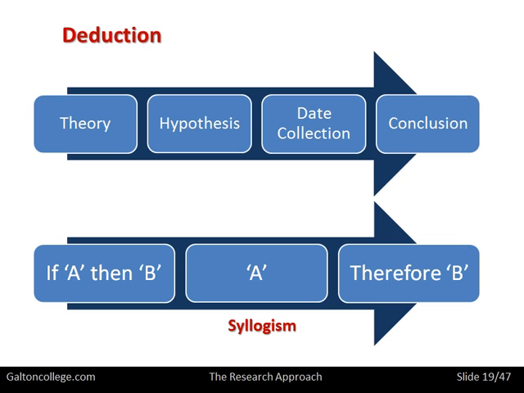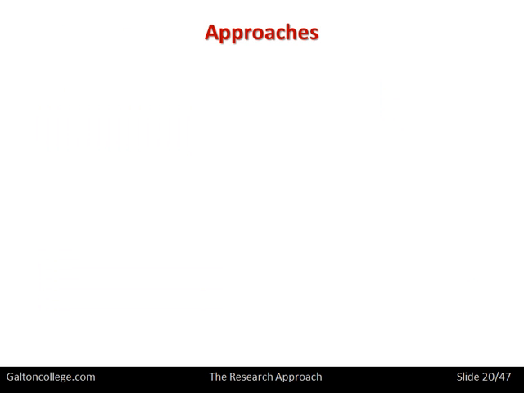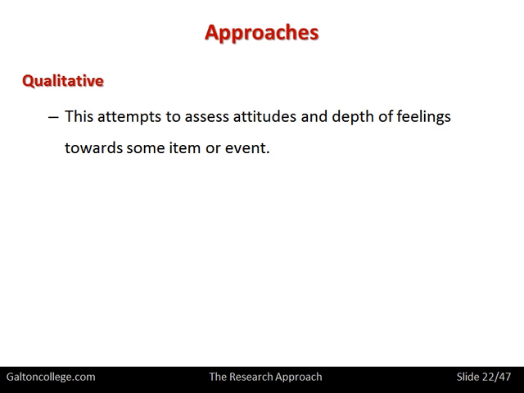Now, let's talk about research approaches. Well, first of all, we have qualitative. This attempts to assess attitudes and the depth of feelings towards some item or event. Qualitative is looking at the attitudes of the customers and the depth of feelings they've got. Do they believe the price is too high, the price is about right, the price is cheap? Do they have strong feelings about the product? Do they like the product or dislike the product?